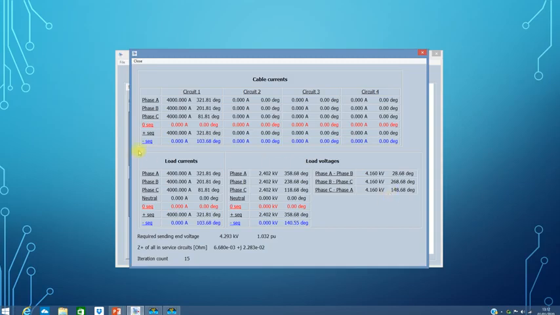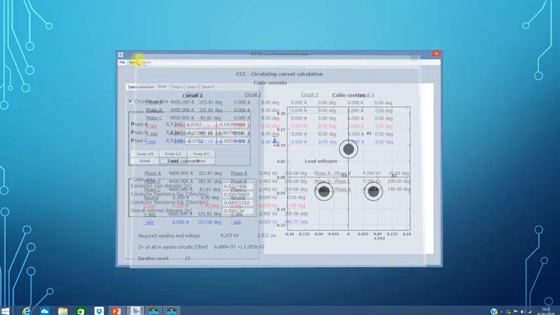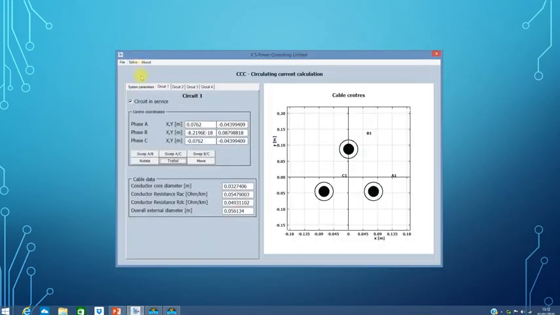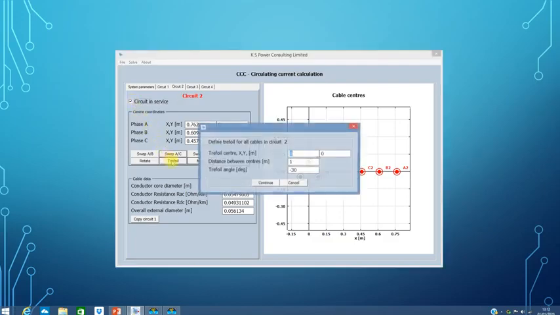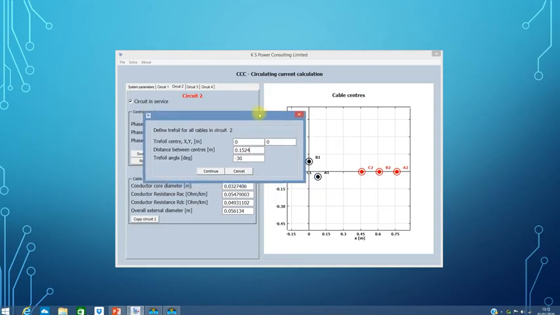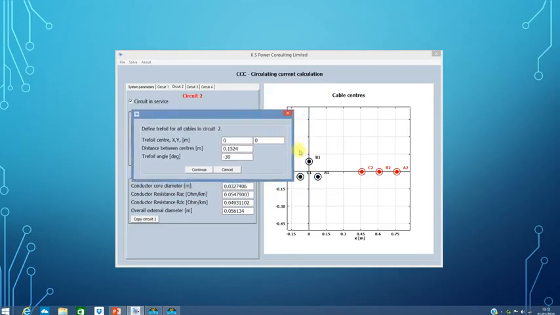So what happens if we introduce a second trefoil? So let's put circuit 2 back into service, and we will make it a trefoil with the same spacing as circuit 1, and let's center that trefoil at 0.4 meters from the center of the first trefoil.